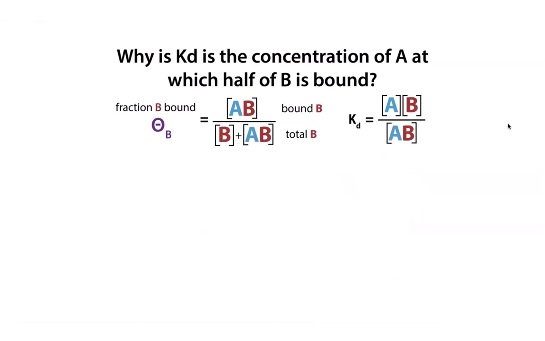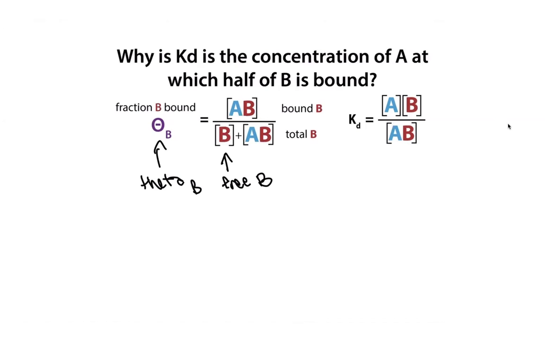Let's go back and talk about why Kd is the concentration of A at which half of B is bound. So remember that we can talk about that fraction of B bound as theta B. If we think about what that really means, it's going to be our bound B over our total B. So the concentration of AB over the concentration of free B plus the concentration of AB, so unbound and bound.